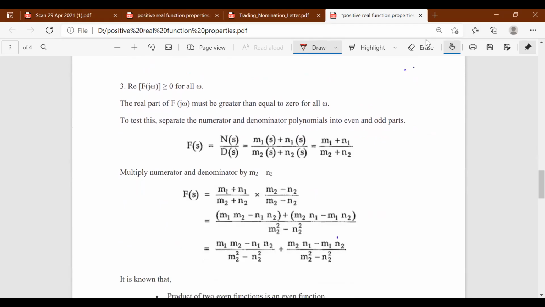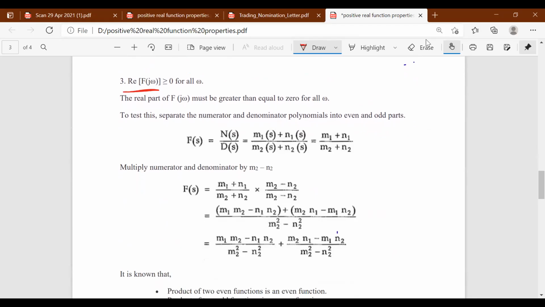Okay, so the last point is, the real part of F(j omega) should be greater than or equal to 0 for all omega. So how are we going to find the real part of F(j omega)? We all know that we always divide the polynomial into even and odd polynomials. So here we are taking m1 as the even polynomial and n1 as the odd polynomial of the numerator, and the same for the denominator. After that we are multiplying by its negative in the numerator and denominator. We are going to rationalize it, and then we are going to separate out the terms.